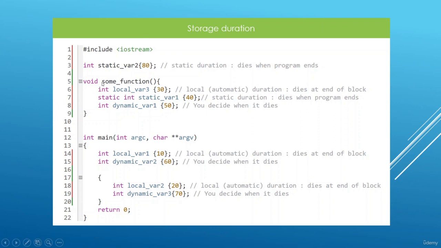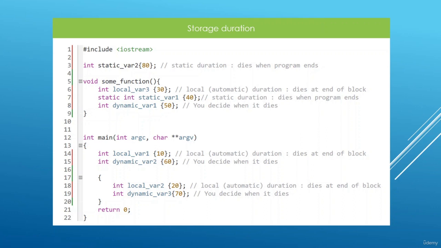We have another type of variable here. For example, in this function, we have a local variable, and it is going to live when this function starts executing, and it is going to die when this function exits or finishes execution. So this variable has local or automatic duration. It becomes alive when this function starts executing and this statement executes, and it is going to die at the end of this function block. So it is a local variable because it dies at the end of the block.